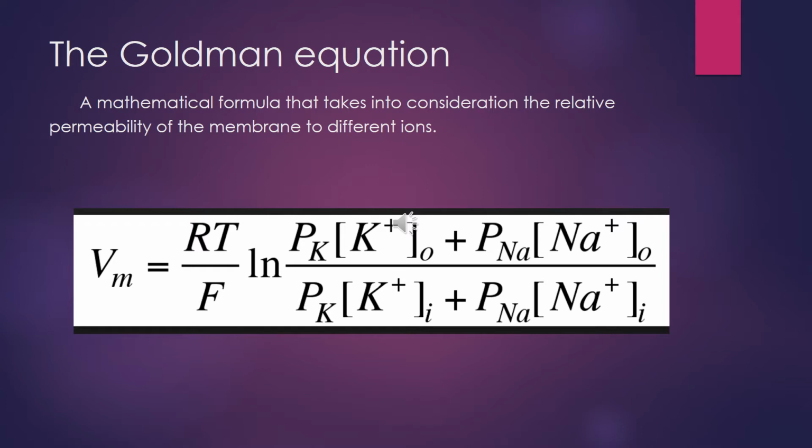If the relative permeabilities are known, it is possible to calculate the membrane potential at equilibrium by using the Goldman equation. Thus, for a membrane permeable to only sodium and potassium at 37 degrees Celsius, where Vm is the membrane potential, PK and PNa are the relative permeabilities to potassium and sodium, respectively, and other terms are the same as for the Nernst equation.